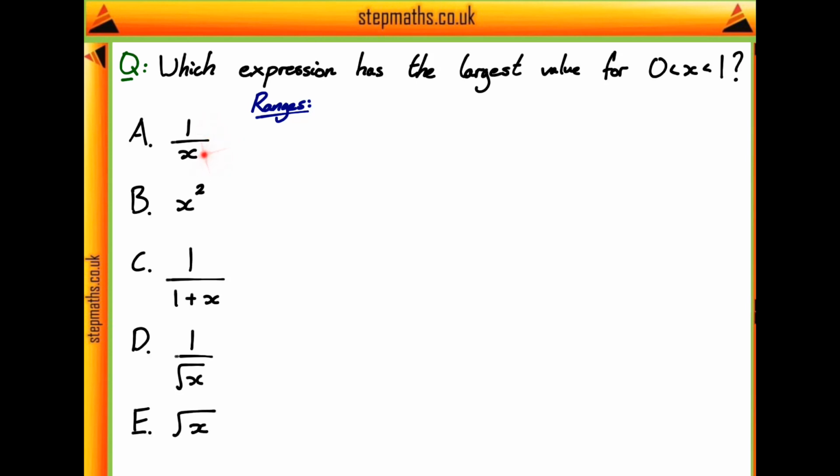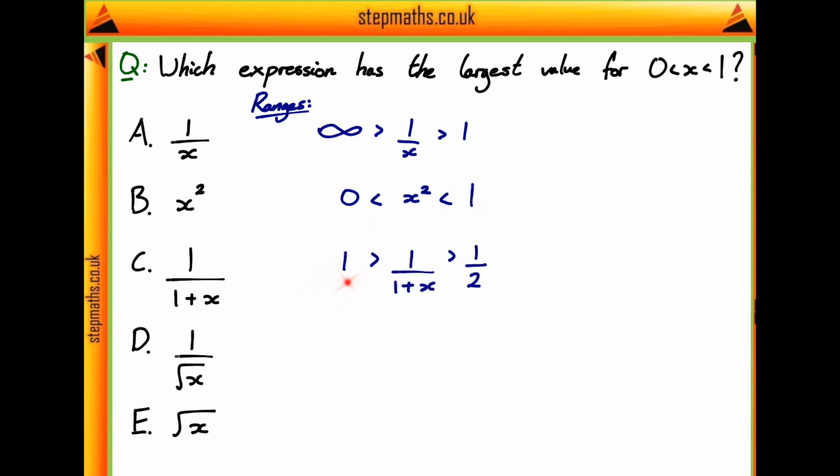For example, if we were to substitute 0 into this expression, we would get a maximum value of infinity, and substituting in 1 we would get a minimum value of 1. So 1 over x has to go between 1 and infinity. Doing the same thing for x squared, we see that x squared has to go between 0 and 1. And then 1 over 1 plus x is going to go between 1 and a half. Then for d, we can see that once again this is quite similar to a, it's going to go between infinity and 1. And then for e, it's going to go between 0 and 1 once again.